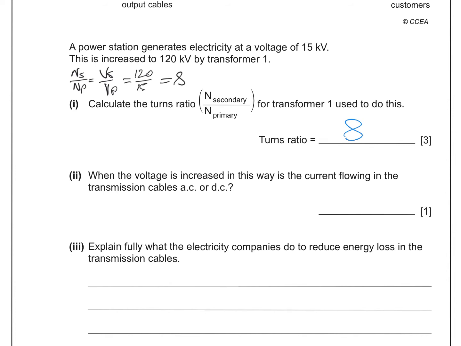When the voltage is increased in this way, is the current flowing in the transmission cables AC or DC, and that's just bookwork that the transformer can only work with AC because it only reacts to changes. The coils in the transformer only react to changes, so they cannot really react to DC voltages, they only react to changing voltages.